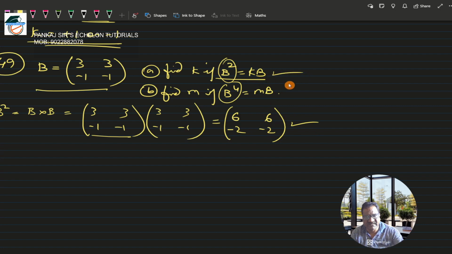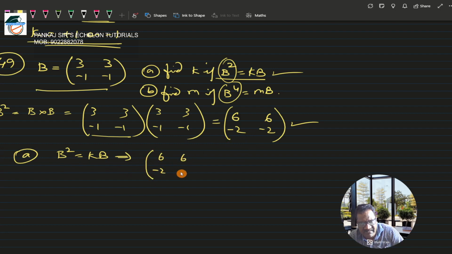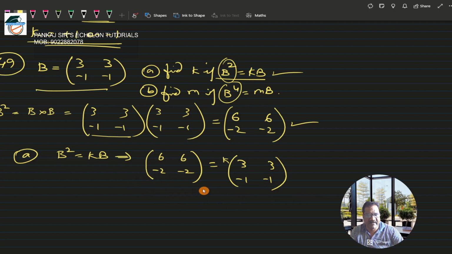Okay, now since B square is equal to K times B, according to A, it is given that B square is equal to K times B. Can I write this B square as 6 minus 2 equal to K times B? Can I write as 3 minus 1, right? Okay, so I'll end up with this situation where 6 minus 2 equal to K times 3 3 minus 1 and I am supposed to find out this K.